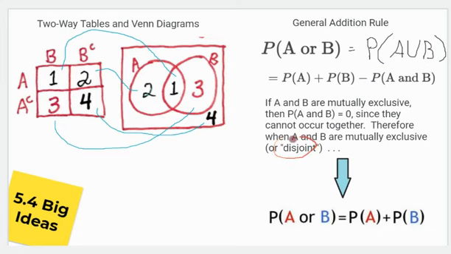One last thing I want to point out. This word right here, disjoint. Disjoint is a term that means mutually exclusive. So if you see the word disjoint, that also means mutually exclusive. In other words, the two events cannot occur together.